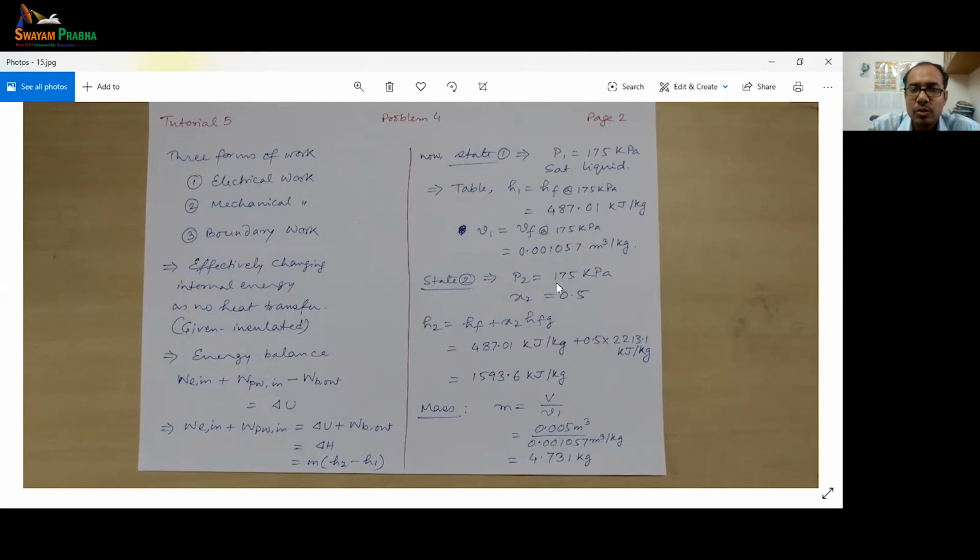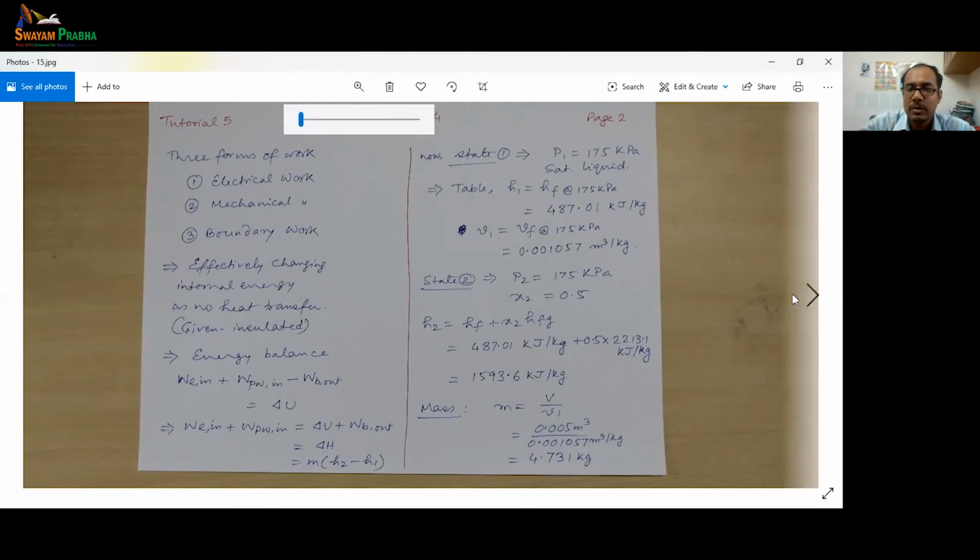For state 2 we know the pressure and we know the quality. So similarly we can find h2 by looking up the saturated liquid value of enthalpy plus the quality multiplied by hfg. All these values you can look up from the table and find small h2. Mass we also need, which is capital V divided by small v1, the specific volume at state 1. From there we can find the mass, 4.731.